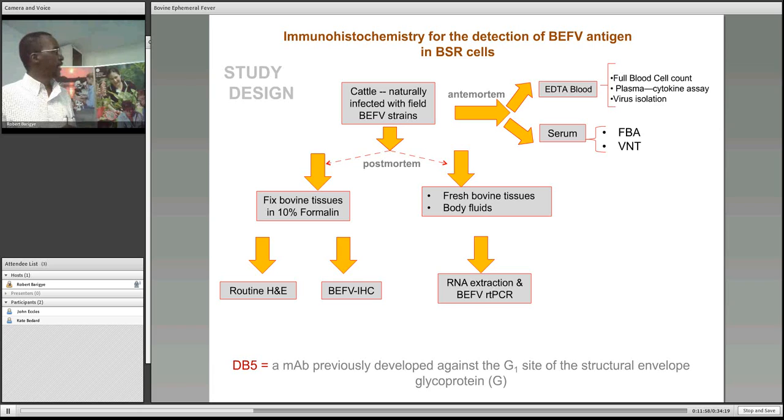Those animals that die or that are euthanized, we harvest tissues and body fluids, and those tissues, the fresh ones, are tested with PCR to see which tissues have the virus. And some of the tissues, we fix in 10% formalin, and then go ahead and do immunohistochemistry using our new method, and also do routine histopathology just to see and characterize any pathology that is there. We also collect blood and serum and do all sorts of other studies that I'll be talking about.